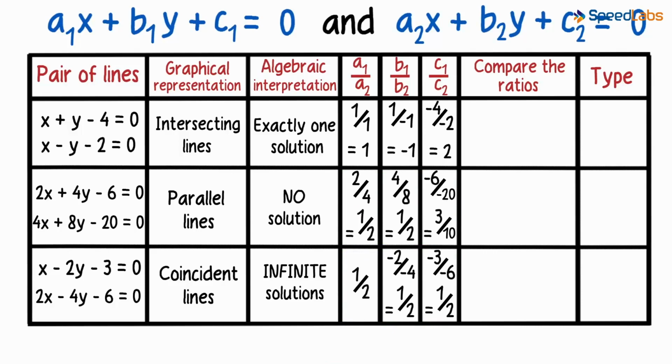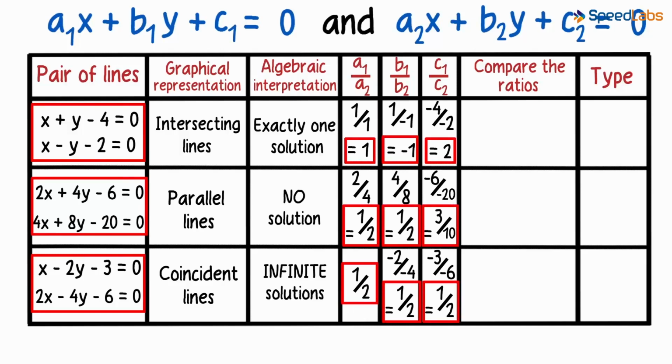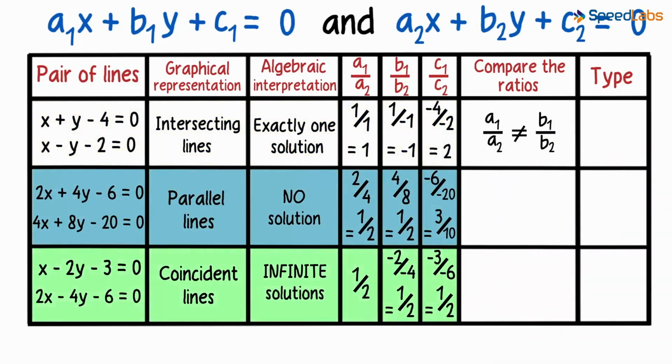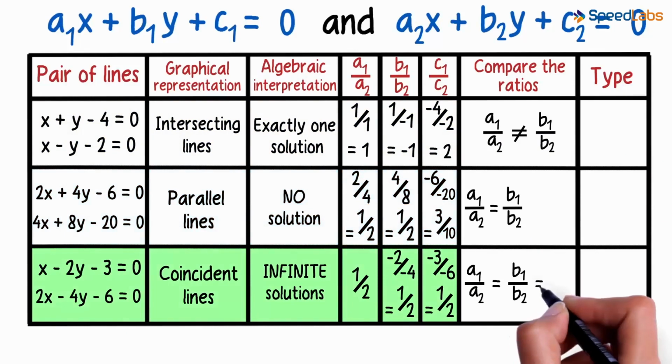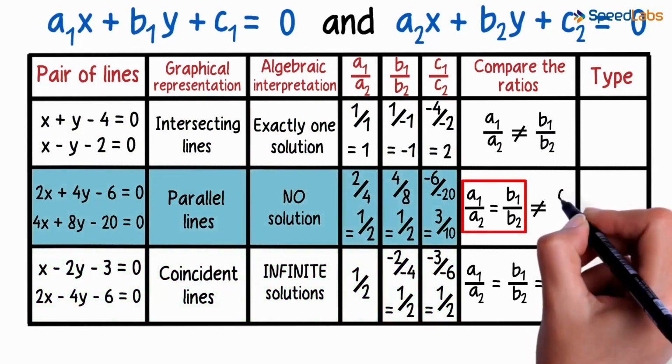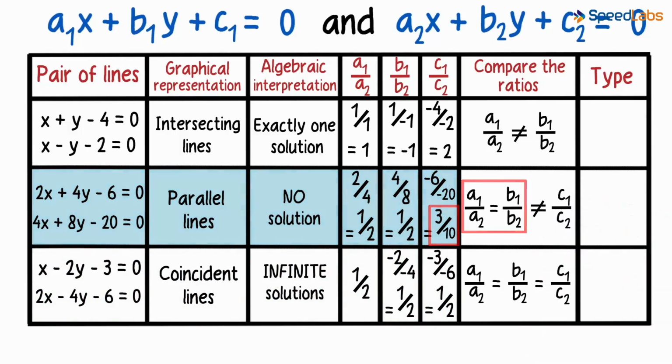These are the ratios you should have got. Now in each case individually, I want you to compare the ratios. In the first case, we can see that a1 over a2 is not equal to b1 over b2. While in the second and the third cases, a1 over a2 is equal to b1 over b2. Actually, in the third case, all 3 ratios are equal. And in the second, these two are not equal to c1 over c2. The 3 types are consistent, inconsistent, and dependent.